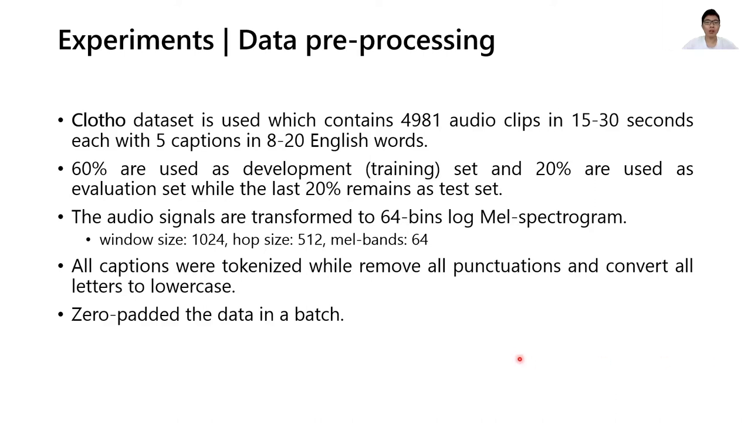For audios, a short-time Fourier transform with a window size of 1,024 and a hop size of 512 is used to extract the spectrum. Then, filter banks with 64 bins are applied on the spectrum. All captions were tokenized. We remove all punctuation and convert all letters to lowercase. Then, we add tokens at the start and the end of each caption to mark the sentence. Before input into the model, all data was zero padded to form a tensor.